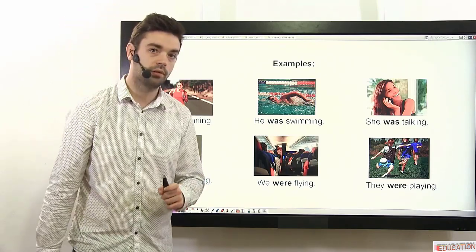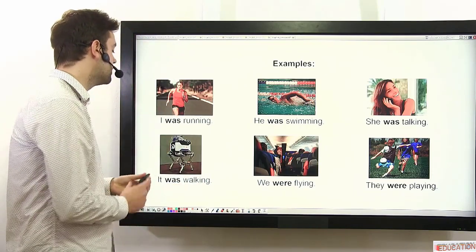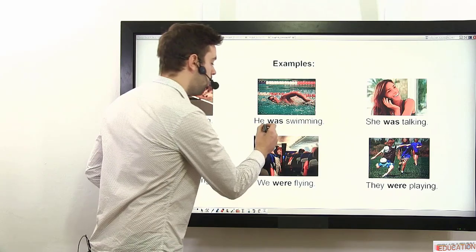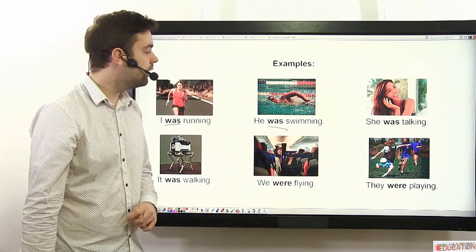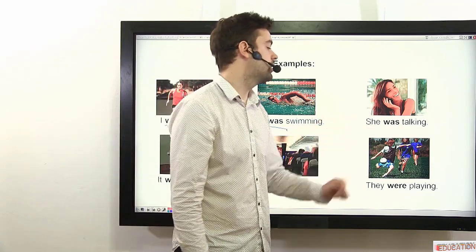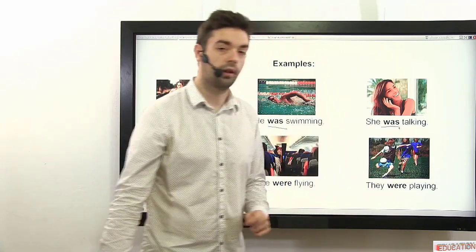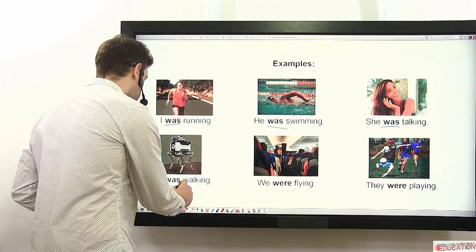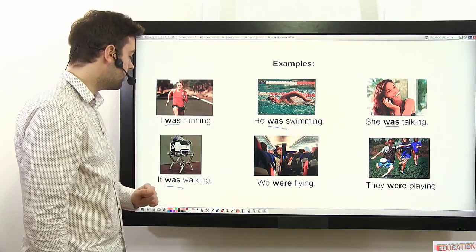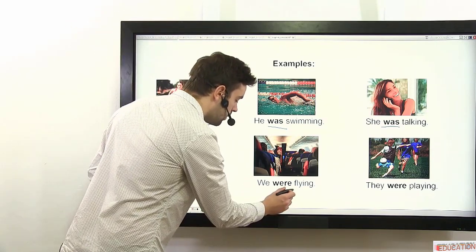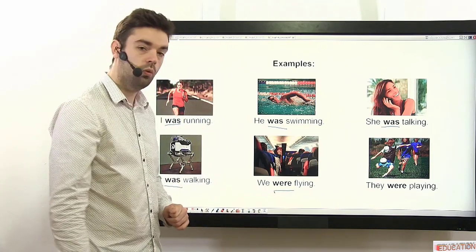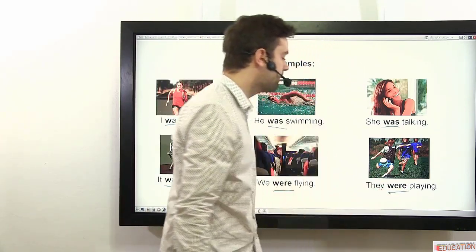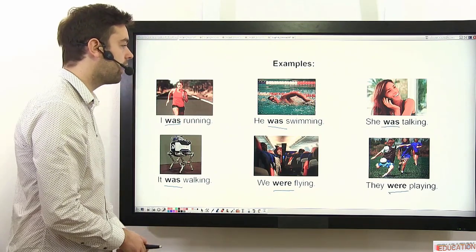So here are some examples. I was running. He was swimming. She was talking. It was walking. We were flying. They were playing.